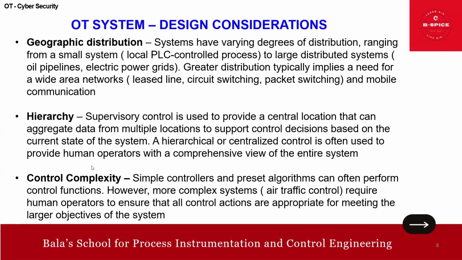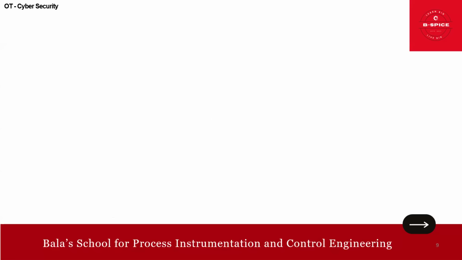Then the most important, control complexity. Simple controllers and preset algorithms can often perform control functions. However, more complex systems, for example air traffic control, require human operators to ensure that all control actions are appropriate for meeting the larger objective of the system. So control complexity also adds to the design considerations.